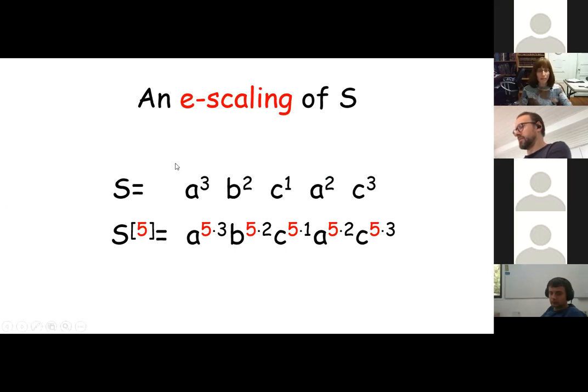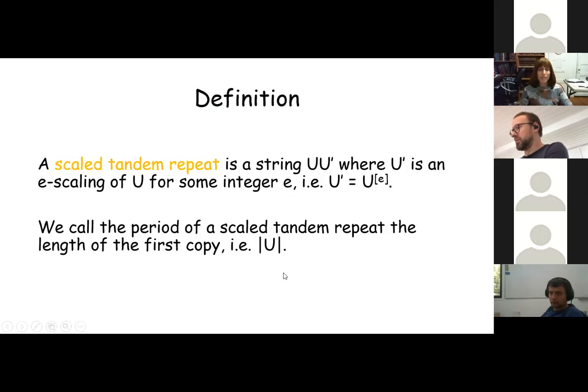So in this example, we're using the run length to represent S. Instead of having 3 A's, you put in 5 A's. Instead of 2 B's, 5 B's, etc. So what's a scaled tandem repeat?